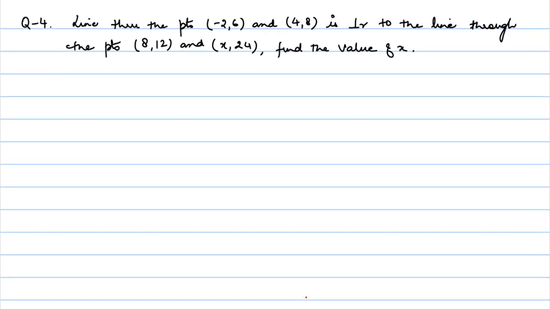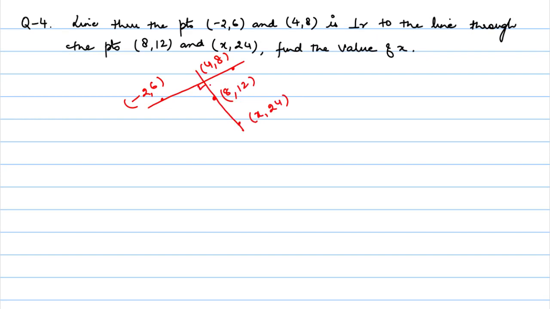Next, suppose we have a line through the point this and this. Line through this and this means we can draw a line through these 2 points. Let's say these points are minus 2, 6 and 4, 8. There is a line through this, and this line is perpendicular to a line which passes through, let's say, 8, 12 and x, 24. The angle between these two lines is what? 90 degrees. We have to find x.